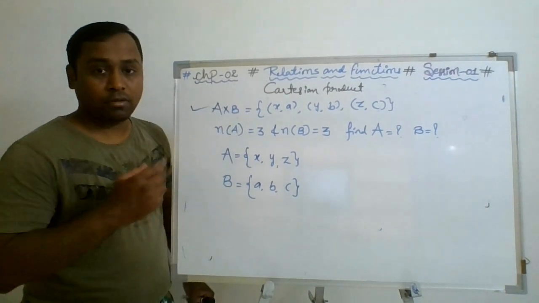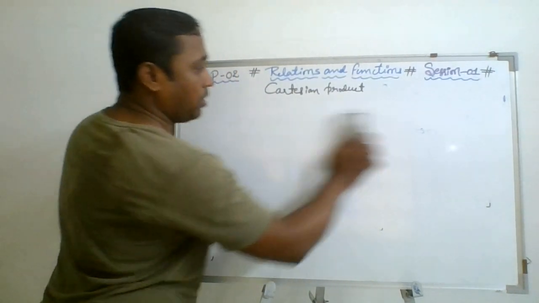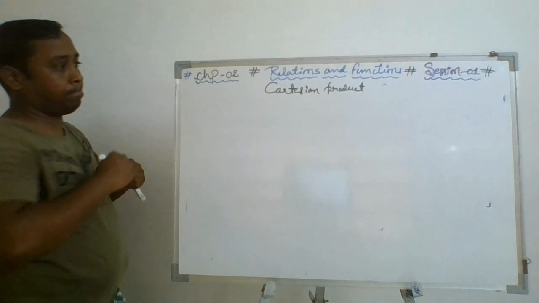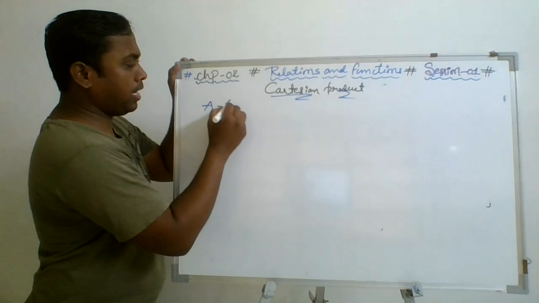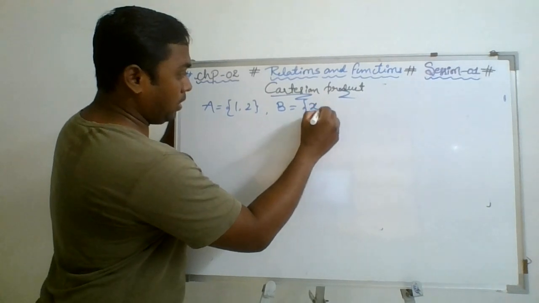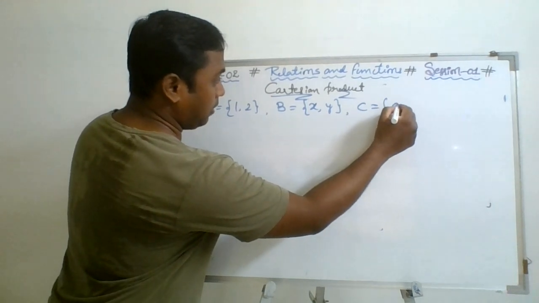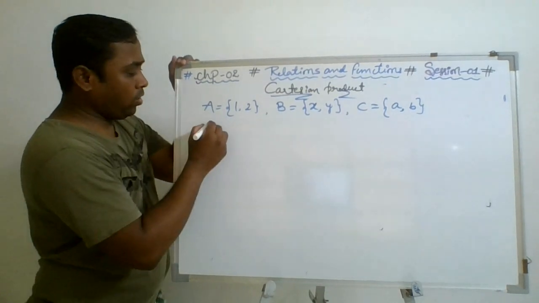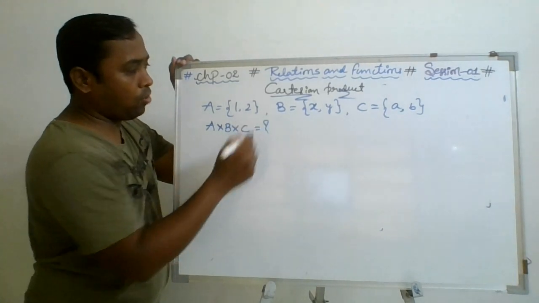Now coming to the Cartesian product of three sets, and this would be our last concept under the head Cartesian product. Now, set A has the elements 1, 2. Set B has the elements x, y. Set C has the elements a, b. Let us see. Now I want to find the Cartesian product A cross B cross C. So how could I find this one?